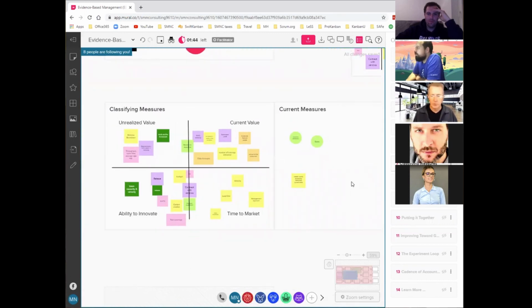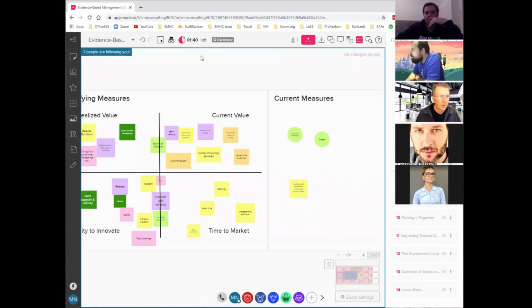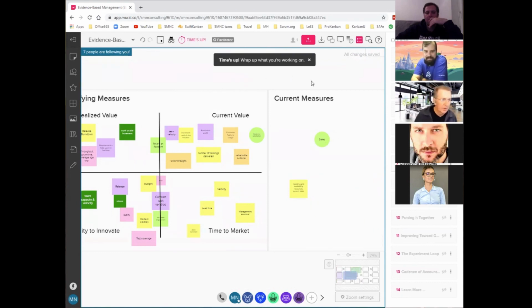Oh, it looks like we're getting most of them categorized. That's great. All right, good. I'm going to violate my rules and stop the time box early, but hopefully you're okay with that.